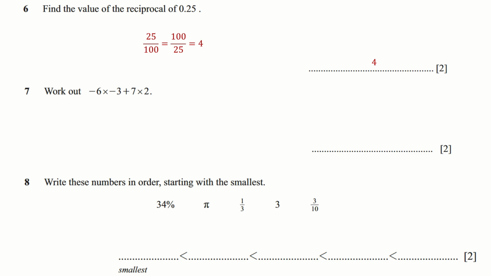Number 7, work out the number. First of all, using the IGCSE rule, we're going to solve the thing in the bracket first. Although there's no bracket, I treat it as a bracket because the multiplication sign has to be done first. So minus 6 multiplied by minus 3 is equal to 18. 7 times 2 is equal to 14. We add them together to get 32.